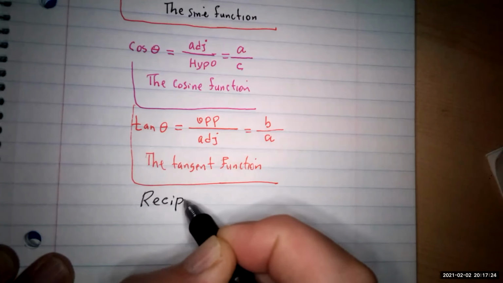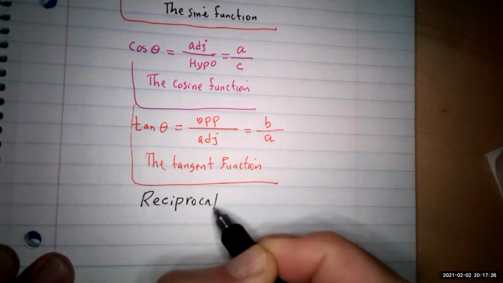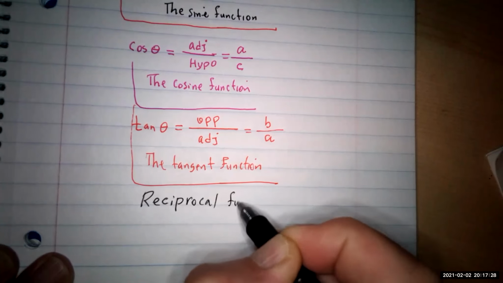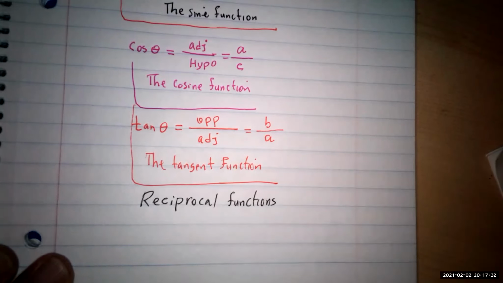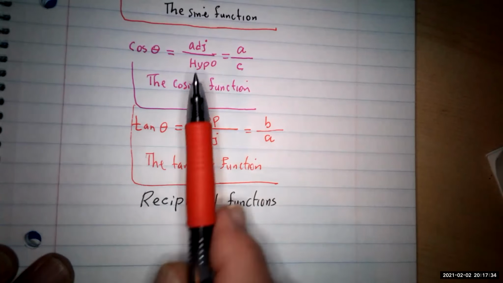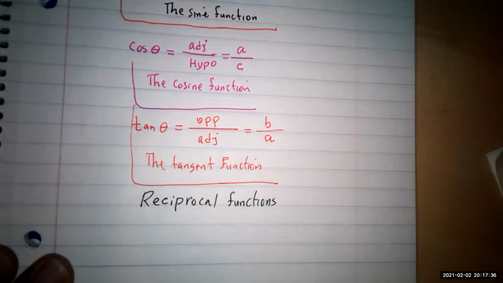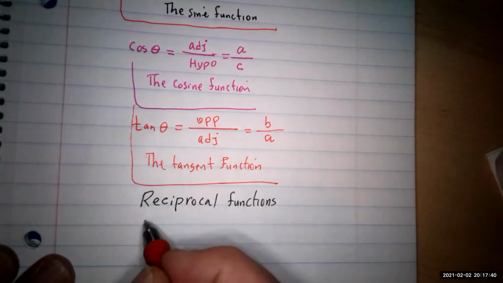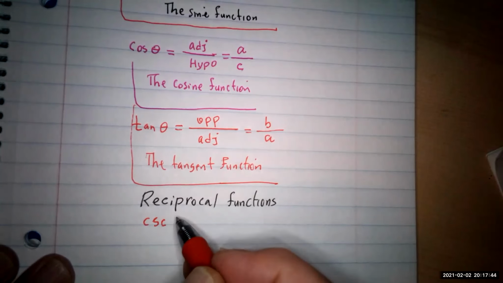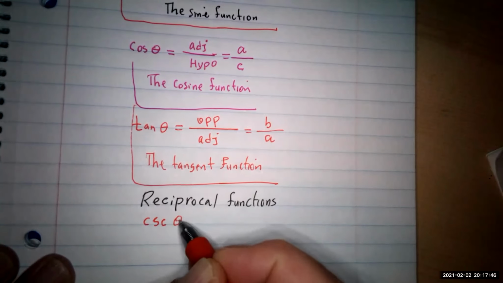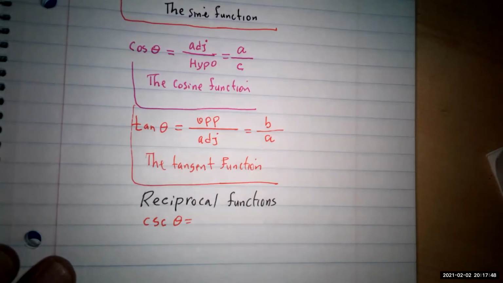Okay, that's it. Reciprocal functions are going to be, you see, the reciprocal of the sine. We call it cosecant. It's going to be CSC, cosecant of theta. Most of the time we use those 3, but you may be asked this one.